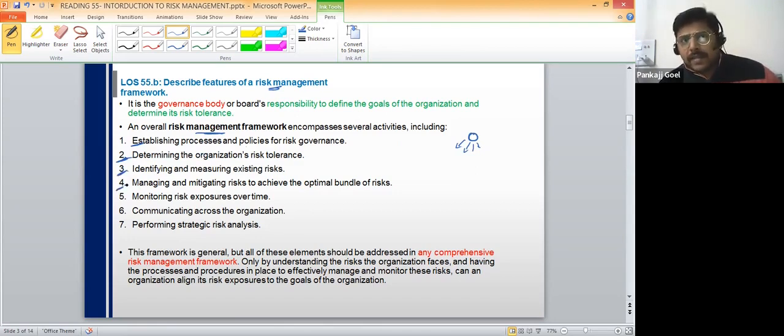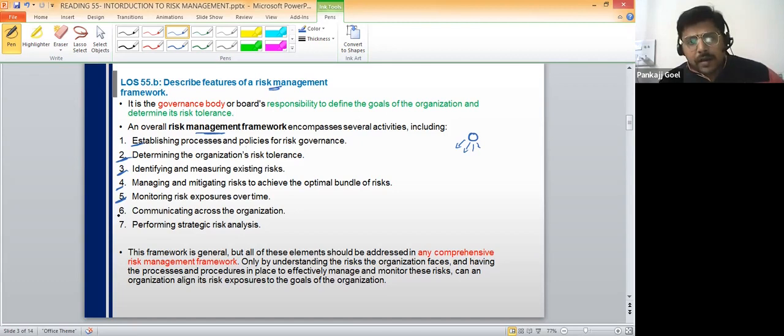Then we try to manage the risk and mitigate risk. It means we try to minimize the risk. कैसे कम करें, उस रिस्क को कम करने की कोशिश करते हैं. Then again, we monitor the risk over time. It means it is not a one time process. We continue to monitor the risk.